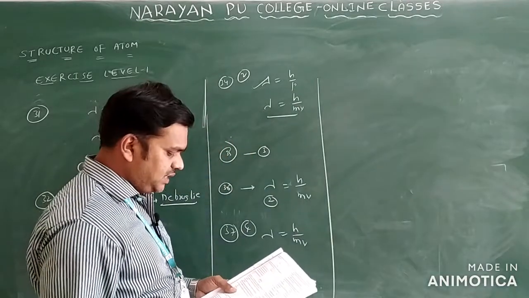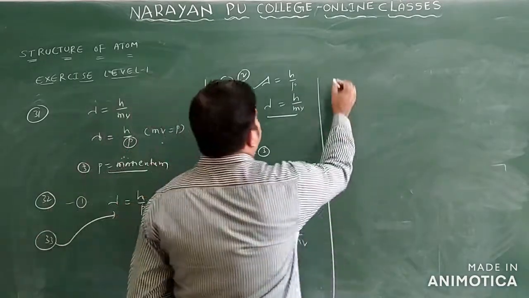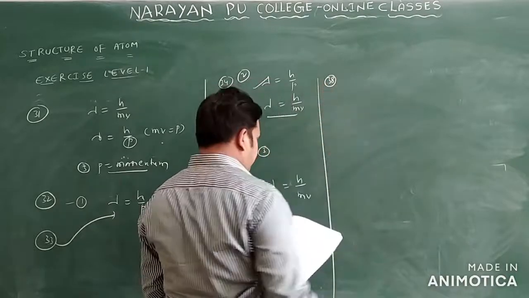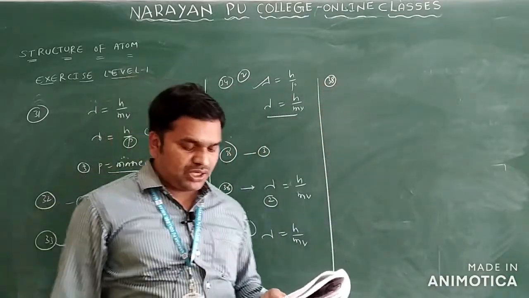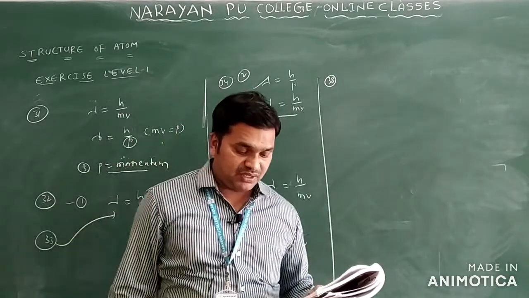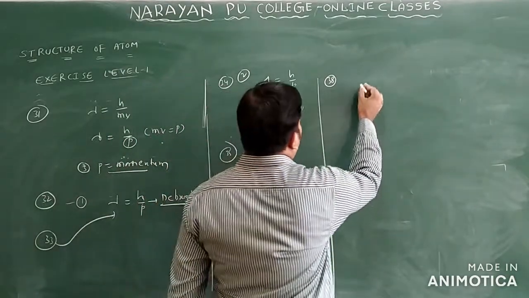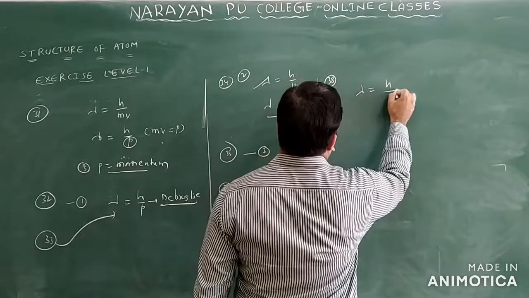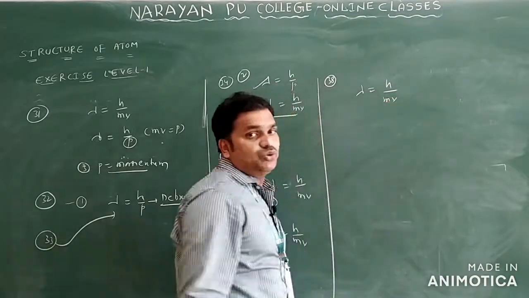Question 38 you can see. 38 is a problem which is based on de Broglie only. The de Broglie wavelength of a particle with a mass of 1 gram and velocity of 100 meter per second is what? What is the de Broglie expression? Lambda is equal to h by mv. You know lambda is equal to h by mv.